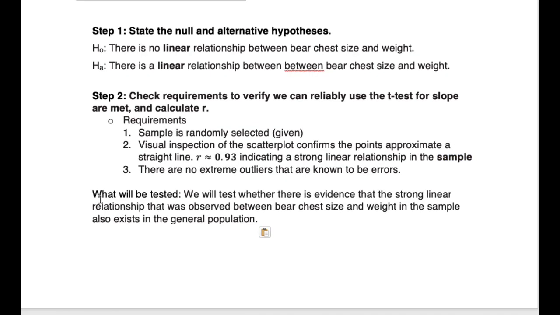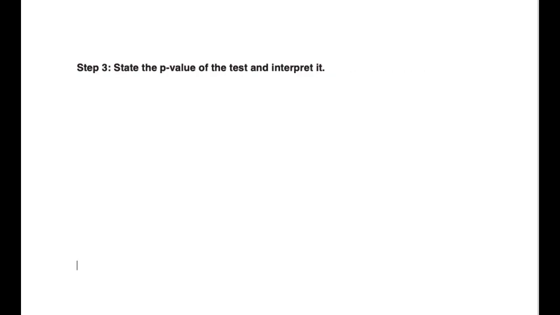Before we move on, I want to be really clear about what we're going to be testing by calculating the p-value and doing the t-test for the slope. We will test whether there is evidence that the strong linear relationship that was observed between bear chest size and weight in the sample also exists in the general population. Okay, step 3, we're going to state the p-value of the test and interpret it.